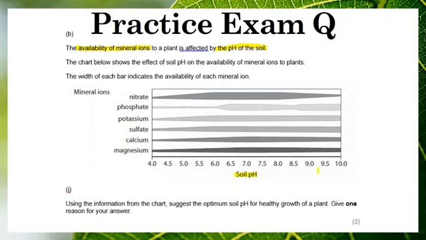So 2 marks for this one. You need to use the information from the chart suggesting the optimum soil pH for healthy growth of a plant. You need to give one reason for your answer. So looking at all these different ranges available, which is the best, and justify why it's the best. 2 marks, give it a go.